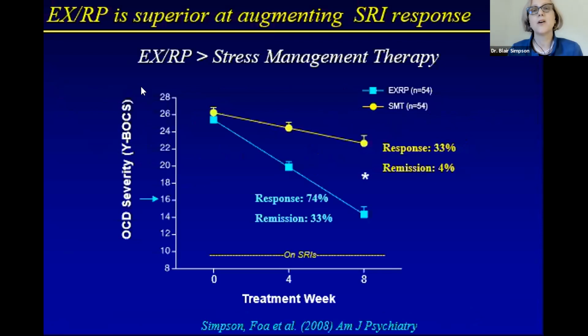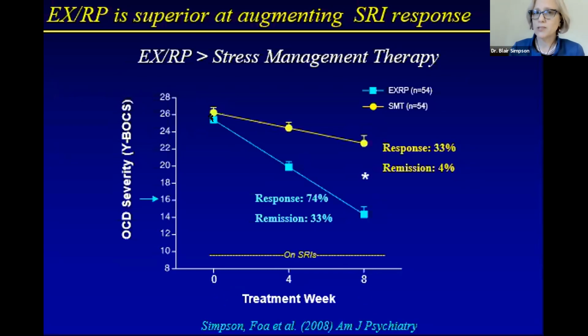So once again, on the y-axis is OCD severity as measured by that Y-BOCS measure. 16 and above is considered moderate to severe OCD. On the x-axis, I'm showing you treatment week. In this study, it was 8 weeks of treatment with a therapy delivered twice weekly, again, to balance out to those 17 sessions. Each therapy had 17 sessions. This is a different group of people.